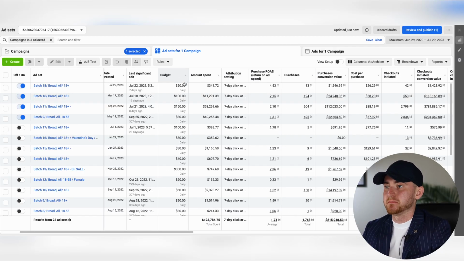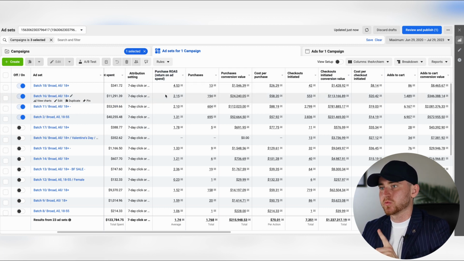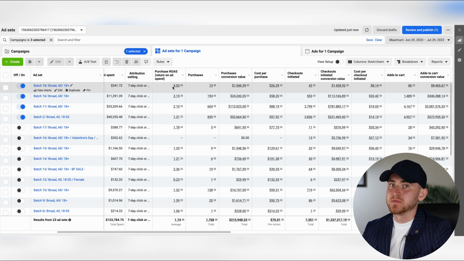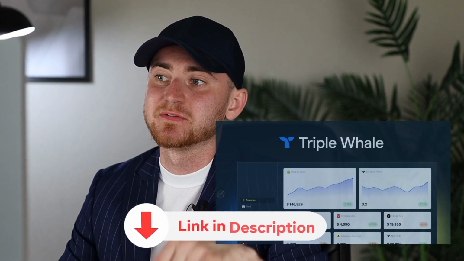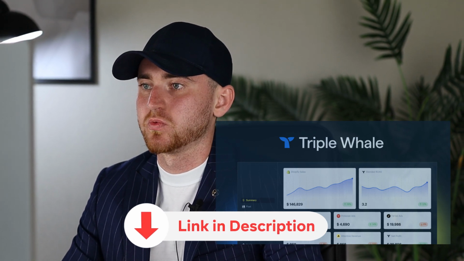After that, of course, we have a budget, amount spent, and return on ad spend. However, I want to mention one thing about return on ad spend: because of the iOS 14 update, this might not be very accurate. This is why we cross-analyze with other third-party software tools such as TripleWhale. Something you could check out in the link down below if you'd like to get some more accurate information as well.